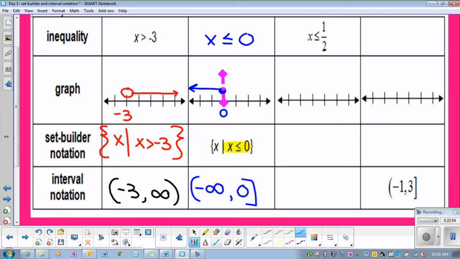So the next one says x is less than or equal to 1/2. Now don't freak out because it's a fraction, which is what always happens to me every year. This graph is blank. 1/2 could literally be anywhere, right? X is less than or equal to, so it's a closed circle. Which way am I going? Left or to the right? To the left. Good. Now, set builder.